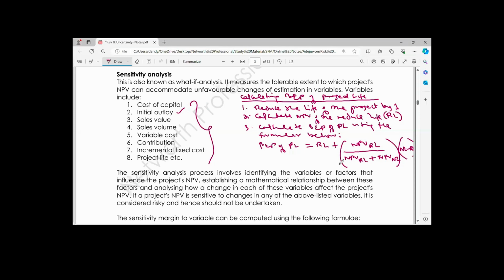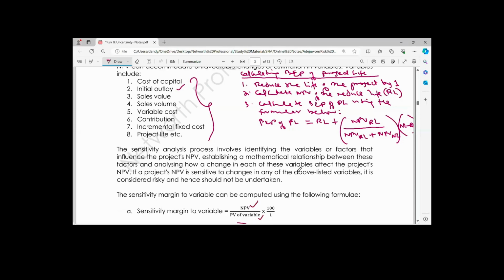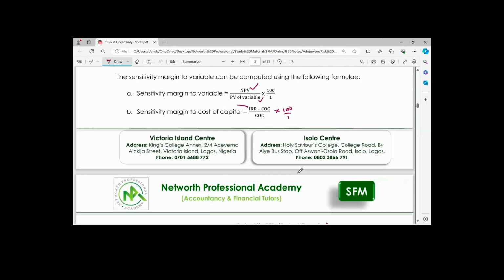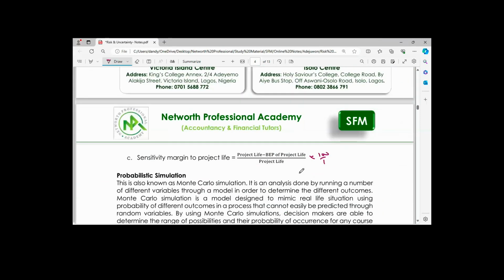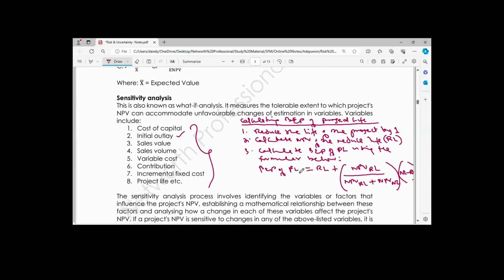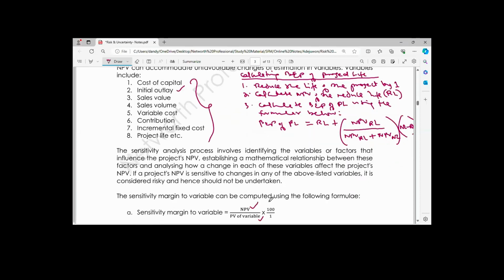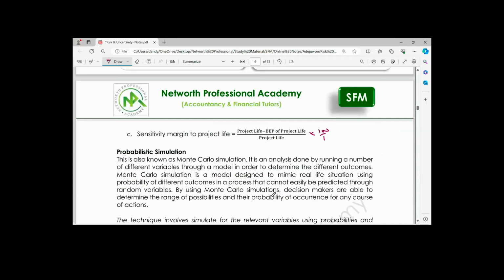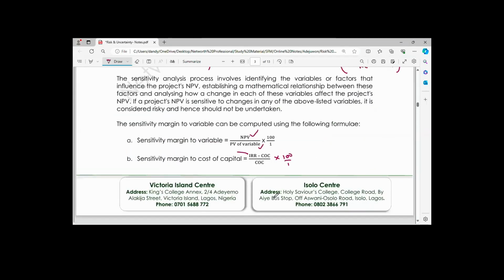Now, note that when calculating the break-even point of sales volume, the present value of contribution should be used as the denominator. I repeat, when calculating the break-even point of sales volume, the present value of contribution should be used as the denominator. Let me write it down.